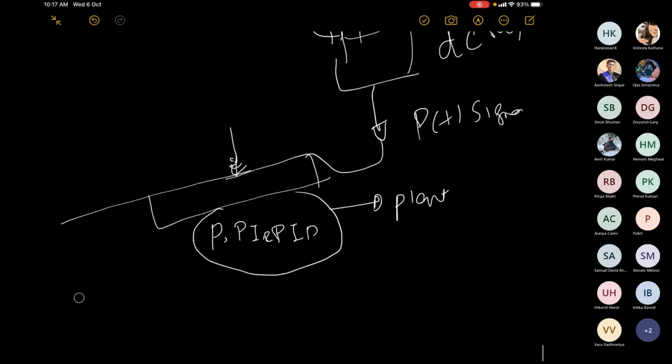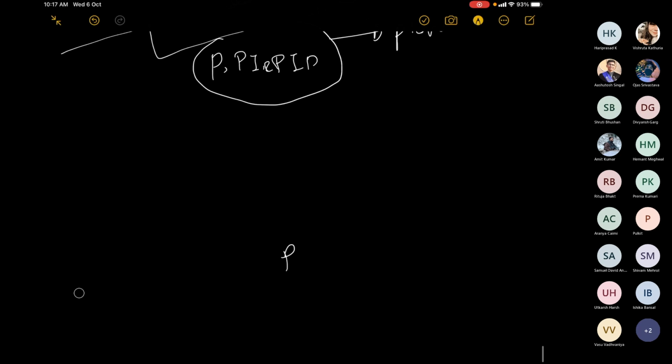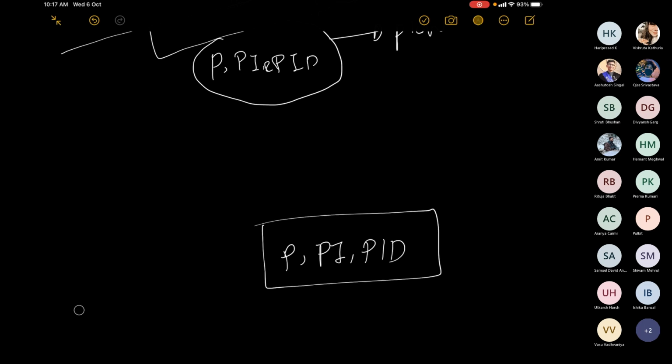So in the real plant, this is coming from, so let me also put this. So this is P, PI, PID. Whatever. Even though I write it as P, PI, PID, as I told in the last class, this is just one device which contains a P node, I node, and D node. I hope you will get a chance to see this in the process control lab.